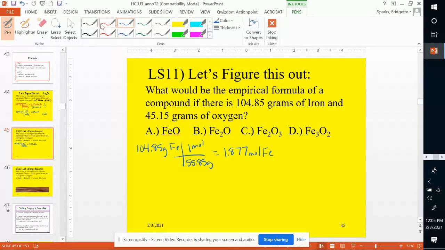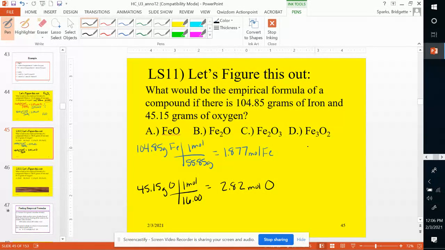And now we go through that same process for the oxygen. And so we have 45.15 grams of oxygen. 1 mole of oxygen has a mass of 16 grams. And when we take that, we get 2.82 moles of oxygen. Now, some students would round this. They're like, oh, I'm going to round that to a 2 and this to a 3, and now I know my empirical formula. And in this case, that does work for you, but in a lot of cases, it doesn't.